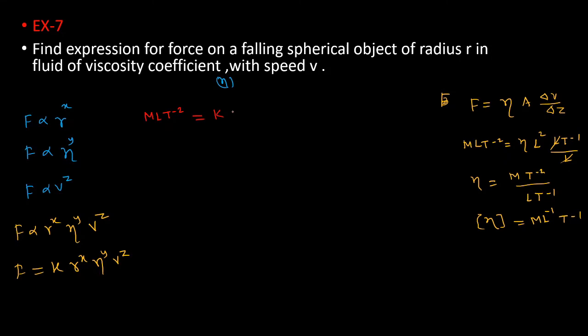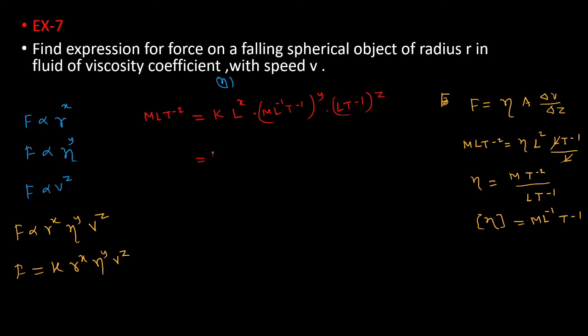R. R is the radius, so the dimension will be L. What is the dimension of eta? Now we have it: m L inverse t to the power minus 1. This power is y. And what is the dimension of v? That is L t to the power minus 1. This power will be z.